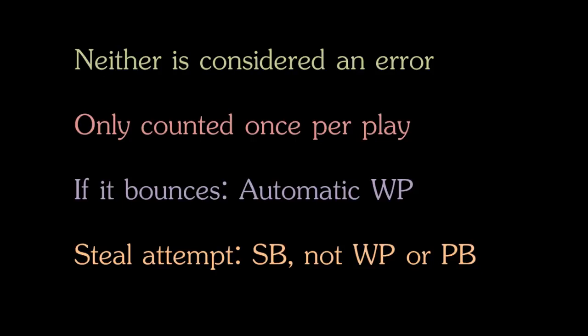Wild pitches and passed balls, like stolen bases, can only occur if there is a runner who advances to the next base because they occurred. So if the bases are empty and a pitcher throws the ball way over the catcher's head, it would just be called a ball.